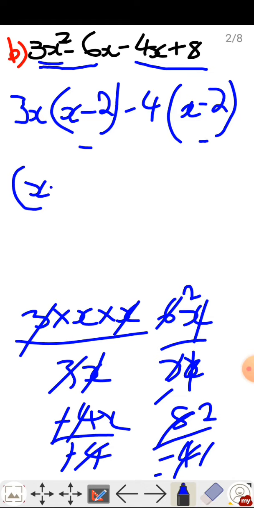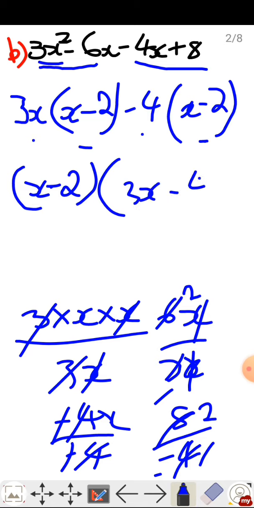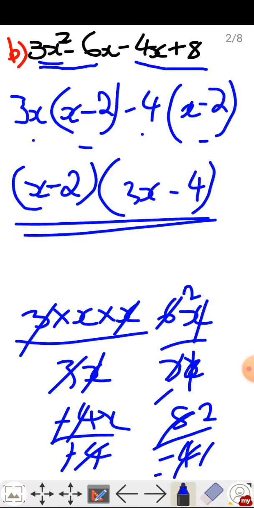So this is what you do. Your answer will be x minus 2. Then you take the factors here and you put them into another bracket, 3x minus 4. So this is your answer.